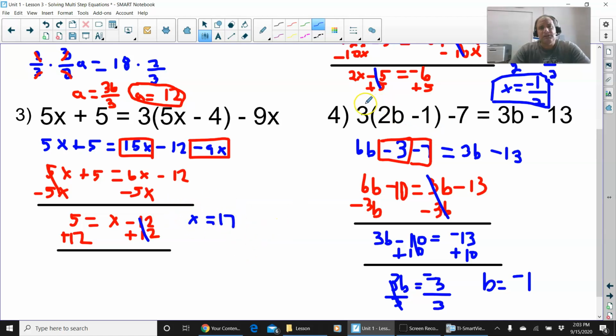Hopefully they did get that. Distributive property again right here. And then 3 times 2b, and that's 6b. And 3 times -1 is -3. Bring down the -7, equal sign, the 3b minus 13. You combine the -3 and the -7 because they're on the same side. They are like terms, even though they don't have a variable. -3 minus 7 is -10. And you have 3b minus 13. You subtract the 3b on both sides, smaller over to the larger. 6b minus 3b is 3b minus 10 equals -13. You add 10 on both sides. You have 3b equals -3. Divide by 3 on both sides. You get b equals -1.